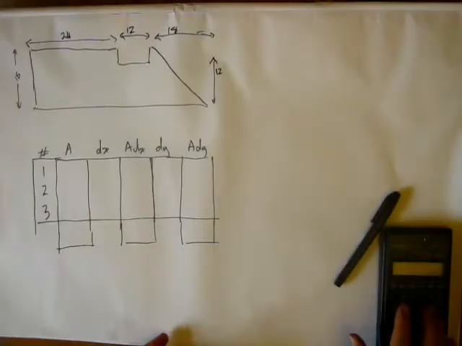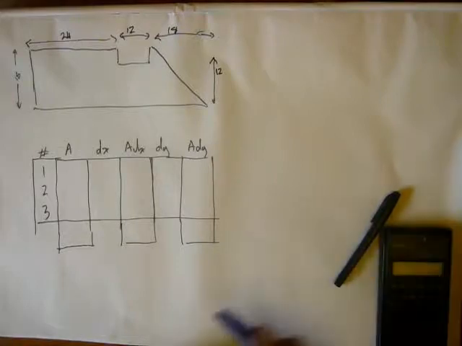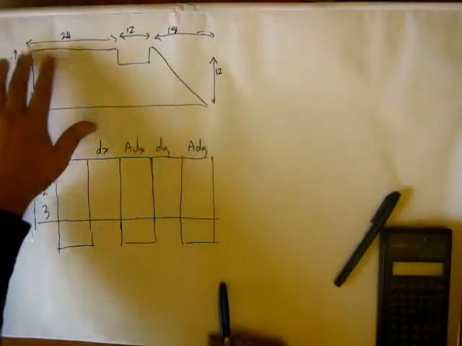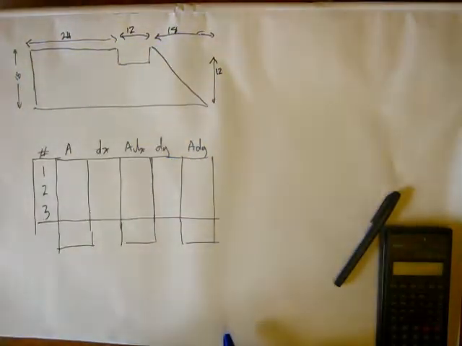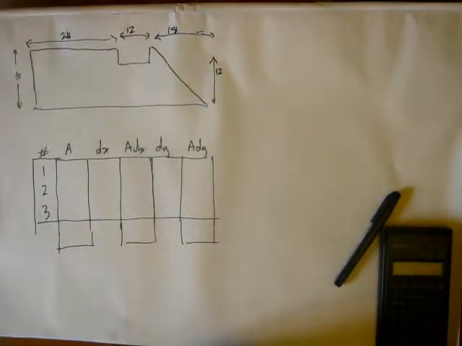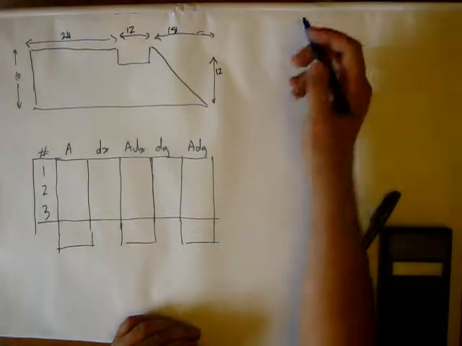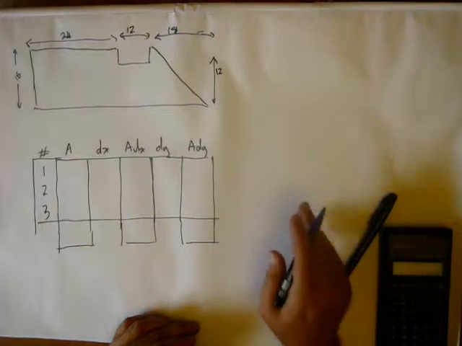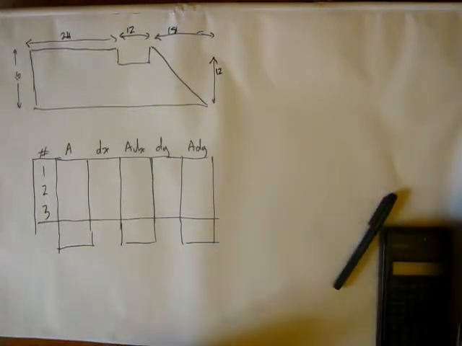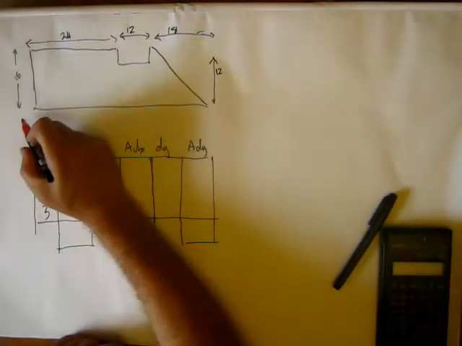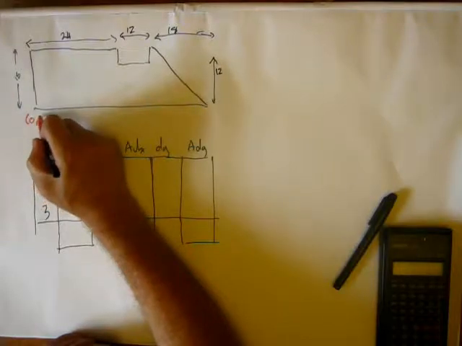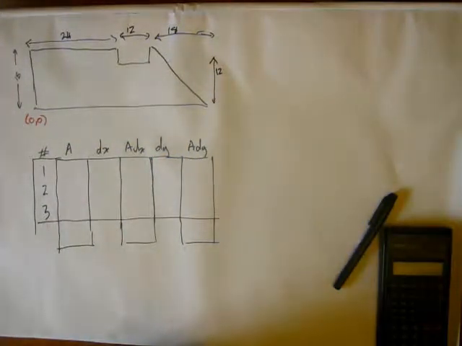So let's actually do an example of a centroid. We're trying to find the centroid of this shape over here, like we were looking at before. The first thing we do is define. Step one was define a 0, 0. So I'm going to define this point here as 0, 0.